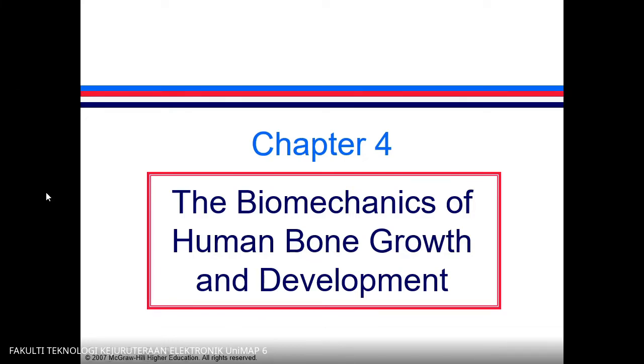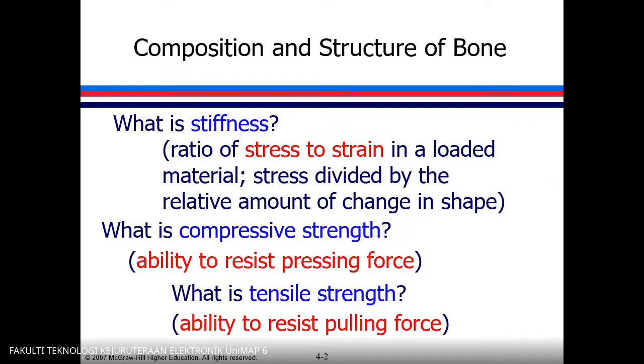Okay, kita tengok apa yang ada. So when we talk about bone, it relates to stiffness. There are a few terms, yeah? Stiffness, compressive strength, tensile strength. So what does it mean? Apa maksud stiffness? Stiffness is the ratio of stress to strain. Remember, stiffness is stress divided by strain. In a loaded material, so stress divided by the relative amount of change in shape.